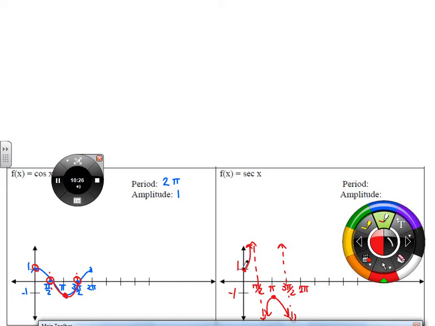And if we just look at the parent function, we only see half of that. But if we continued the cosine wave, we would see the other half of this and then the asymptote. Okay? And the same idea here.